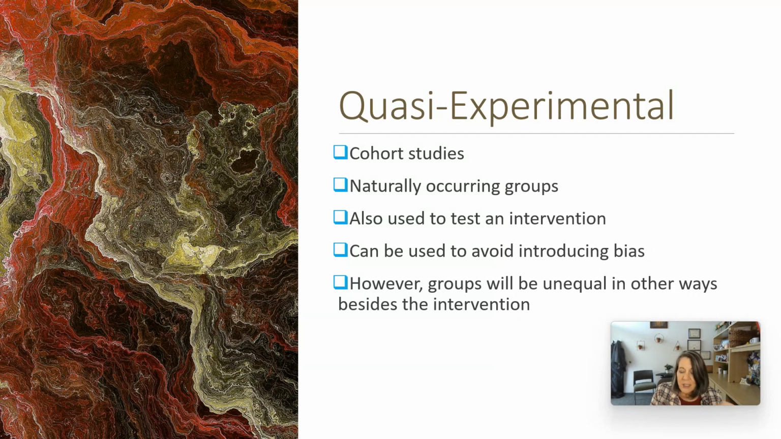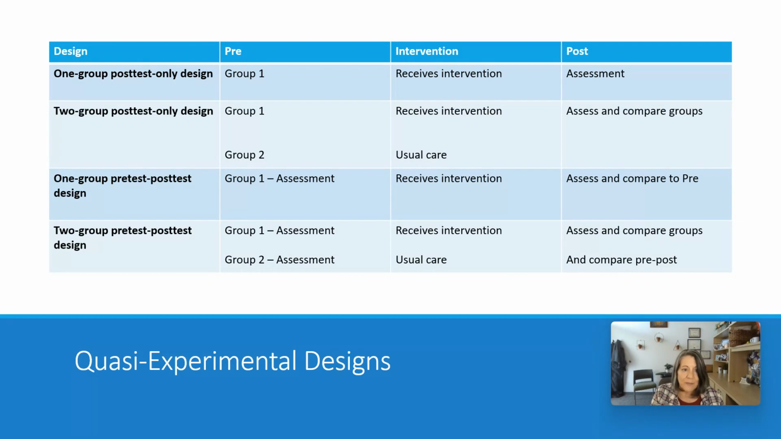So there's going to be unequal things in both groups. All right, so here is a slide that has some designs. Let's talk about a one-group post-test only design. So this is where, let's say we're doing fall prevention in a skilled nursing facility, and we take this group in this skilled nursing facility and we give them the intervention, they receive the intervention, and then we assess them at the end. Well, what are some problems with that?